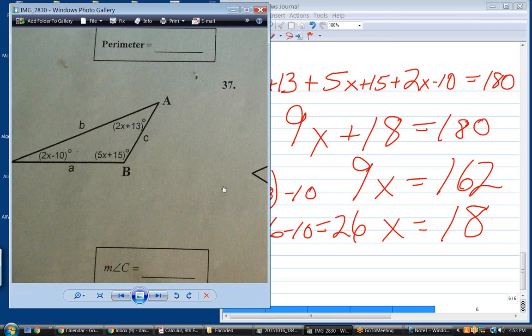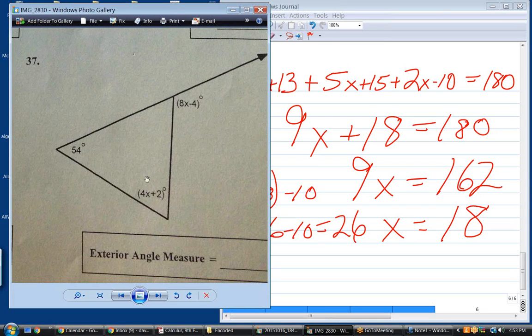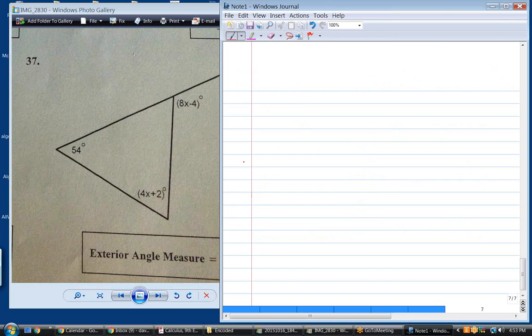Exterior angle measurement. In other words, they want, that's the exterior angle. What do we know about it? It's equal to the sum of the two angles that it is not next to. Remember that that is supplemental with that, right? They're a linear pair.